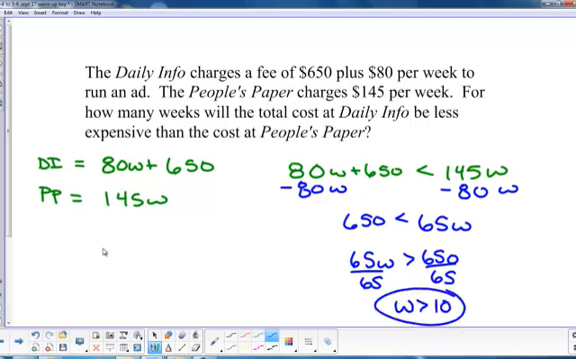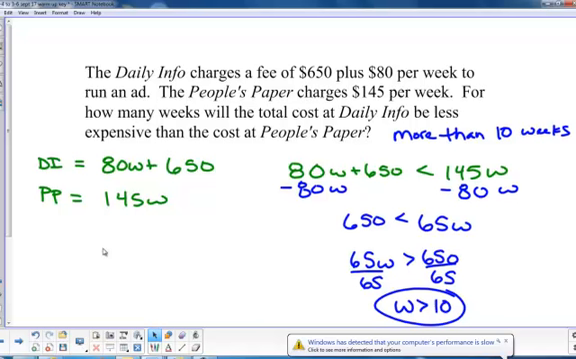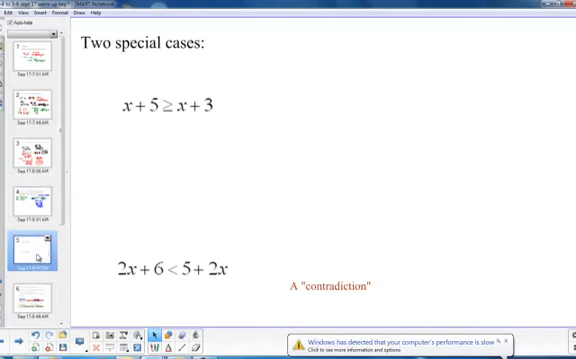So the solution is, how many weeks will the Daily Info be less expensive? More than 10 weeks. So at 10 weeks, they're equal. More than 10 weeks, the Daily Info is less expensive than the People's Paper. And before that, the Daily Info is more expensive than the People's Paper because of that $650 fee that you pay.